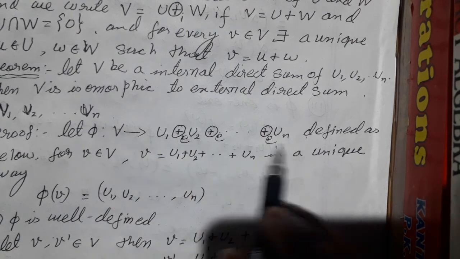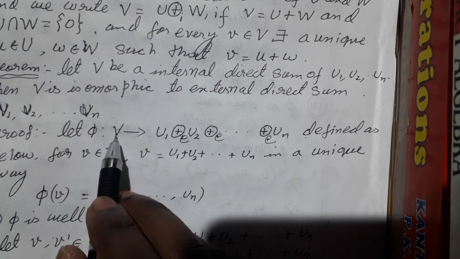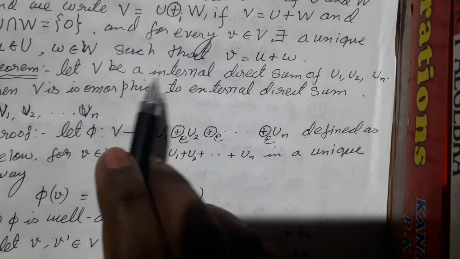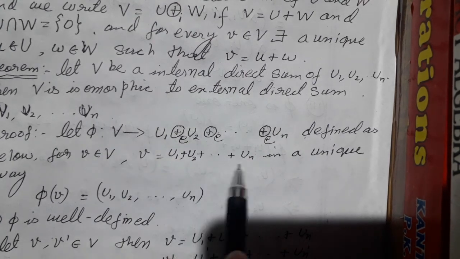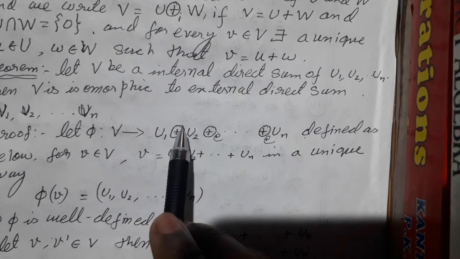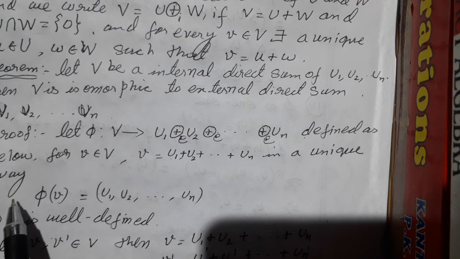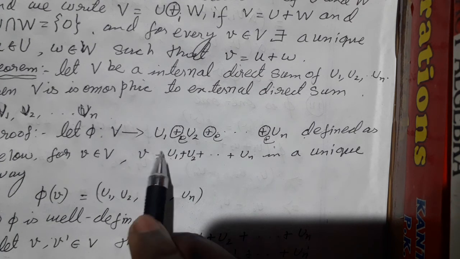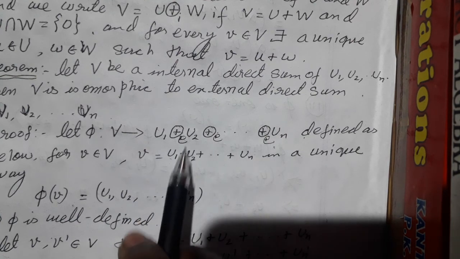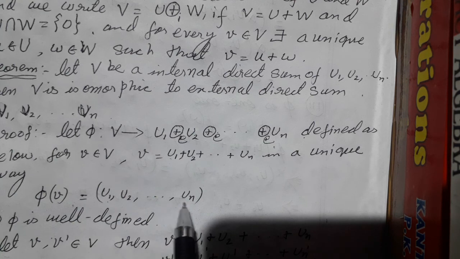Now I'm defining a mapping. I take one element in this internal direct sum. Every element here can be written as a linear combination of elements of the form u1 + u2 + ... + un, where u1 belongs to subspace U1, u2 belongs to subspace U2, and so on, in a unique way. Now we define phi of v, meaning this element is sent to the external direct sum coordinate-wise, so we have (u1, u2, ..., un).